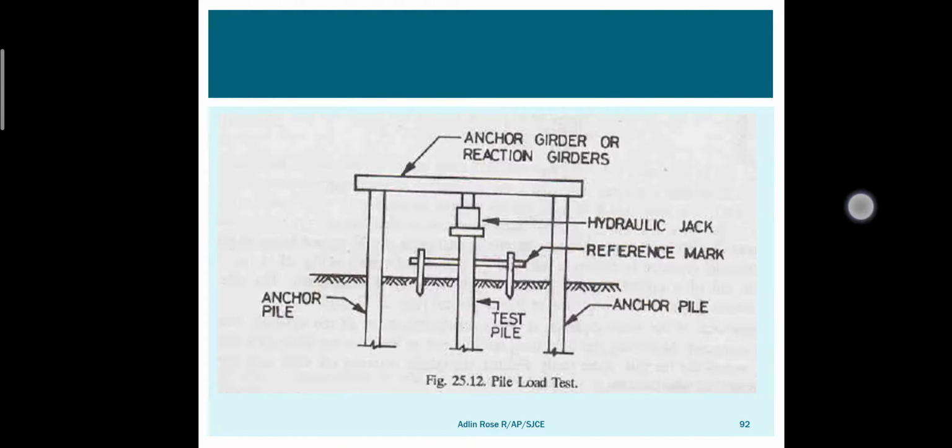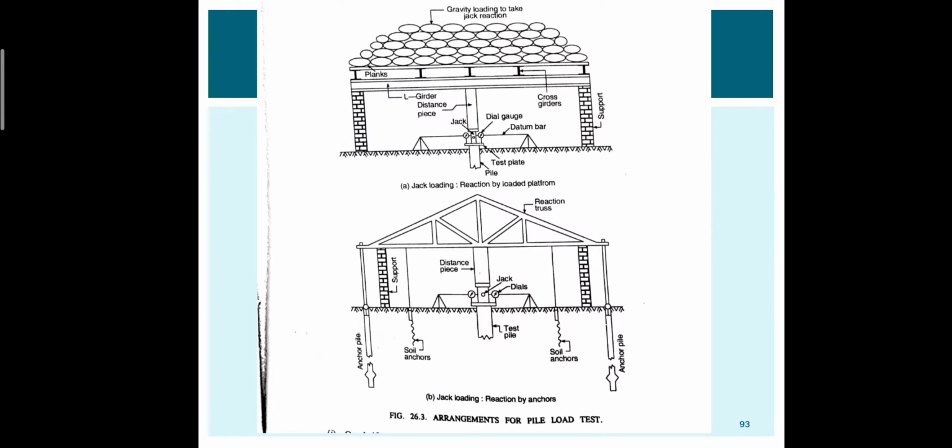And nowadays for the loading we can give the hydraulic jack pressure. In olden days they gave the pressure using sandbags. This is gravity loading. We give sandbags above the test pile, which gives a gravity loading. Otherwise they used reaction truss loads. It will give constant loads to the pile.